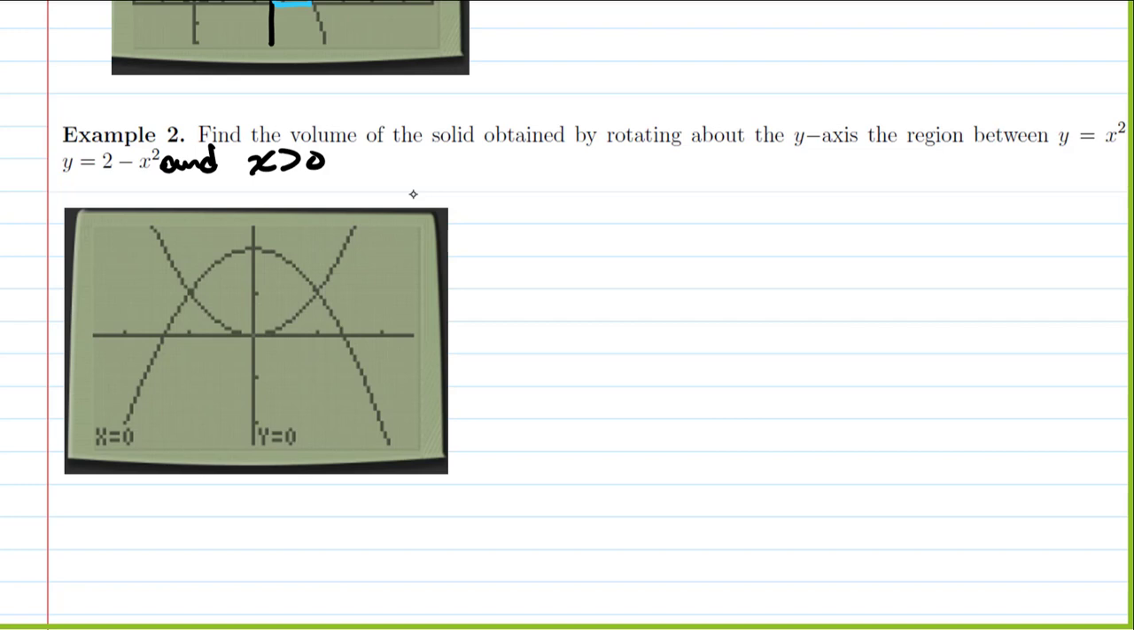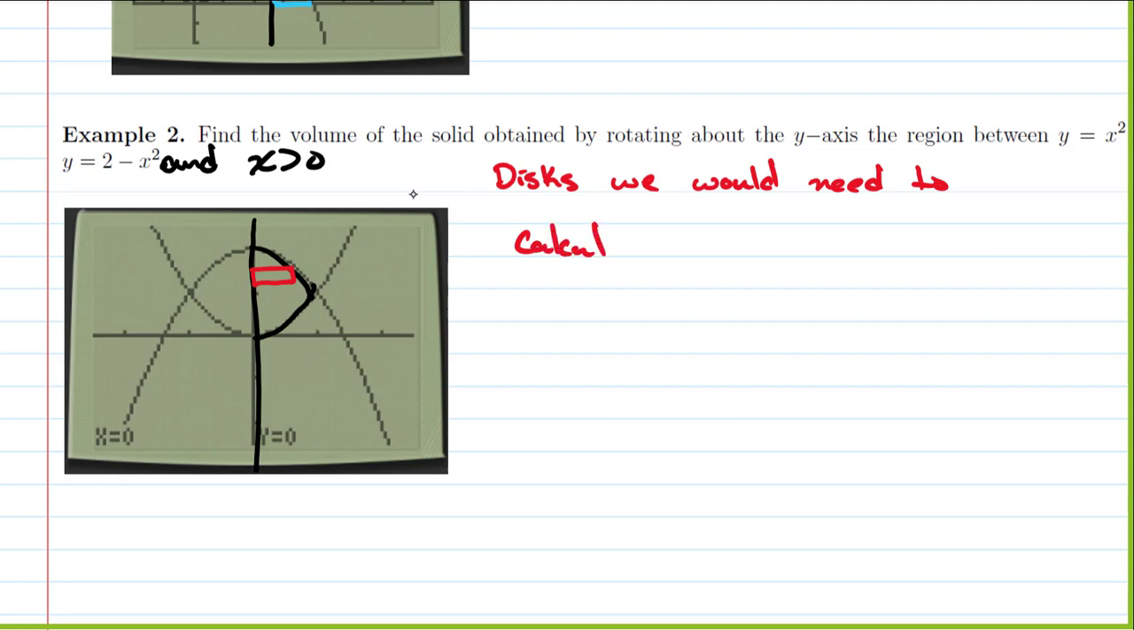So our region would be where it's bigger than x squared. That's going to be over here, here, and here. If we want to rotate this around the y-axis, if we tried to use disks, that means our approximating rectangle would look like this. We would need to calculate 2 different integrals.